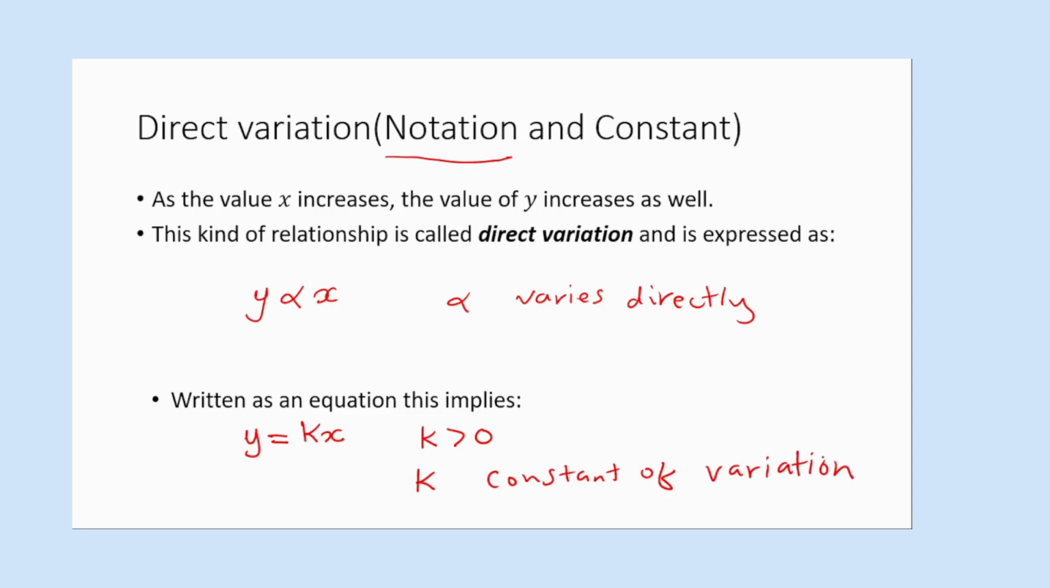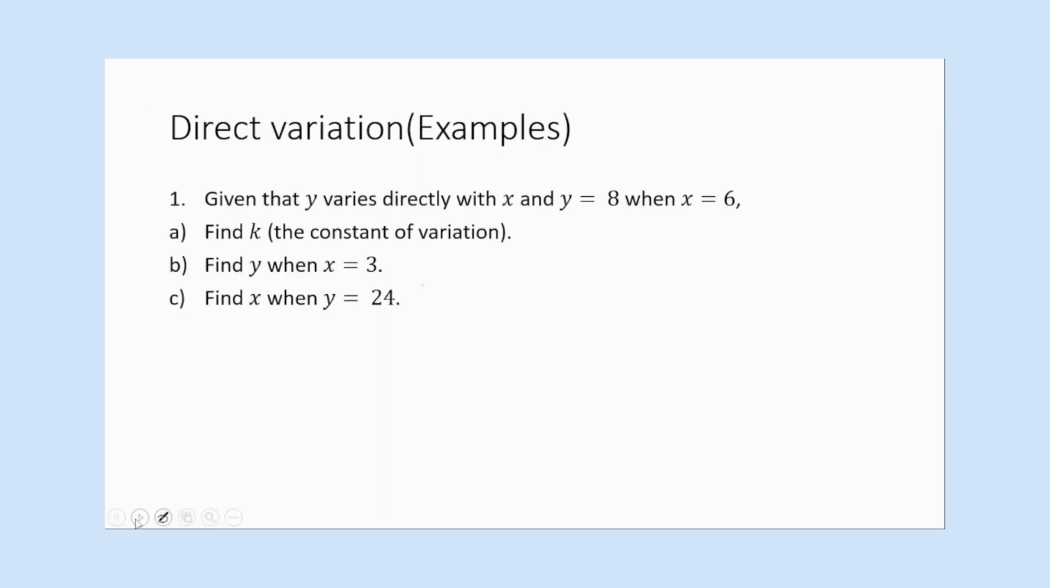So let's see if we can look at some examples. Example 1 reads, given that y varies directly with x and y is equal to 8 when x is 6, part A requires us to find the constant of variation. Then part B requires us to find the value of y when x is 3. Part C requires us to find the value of x when y is 24.